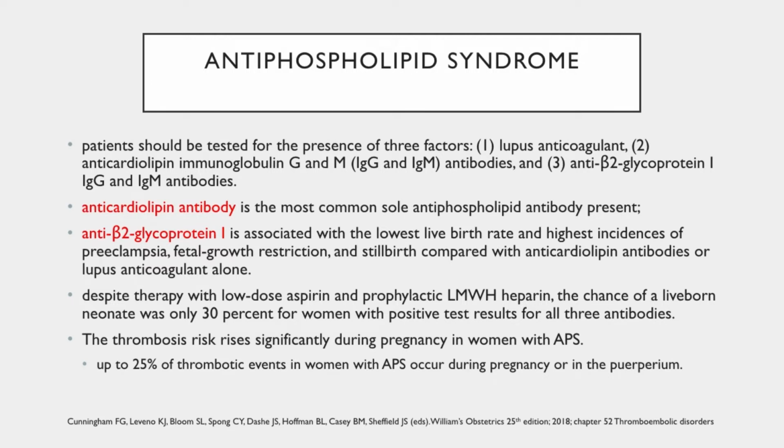Anticardiolipin antibody is the most common sole antiphospholipid antibody present. Anti-beta-2 glycoprotein 1 is associated with the lowest live birth rate and highest incidence of preeclampsia, fetal growth restriction, and stillbirth compared with anticardiolipin antibodies or lupus anticoagulant alone. Despite therapy with low-dose aspirin and prophylactic low molecular weight heparin, the chance of a live birth was only 30% for women with positive test results for all of these three antibodies. The thrombosis risk rises significantly during pregnancy in women with APAS.